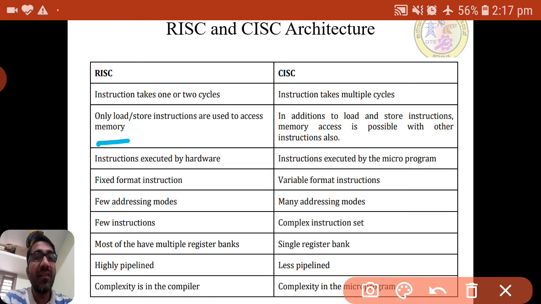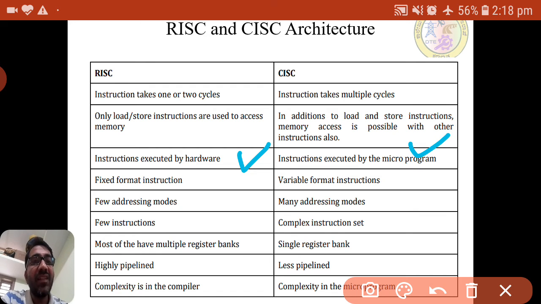Once we start the instruction set, we will come to know what load instructions and store instructions are. These load and store instructions are with respect to the memory. So in RISC architecture, only load and store instructions are used to access the memory, whereas in CISC, in addition to load and store, we have some other instructions which are used to access the memory. Again, here instructions are executed by hardware and there instructions are executed by the microprogram.